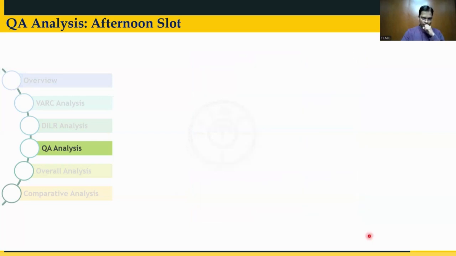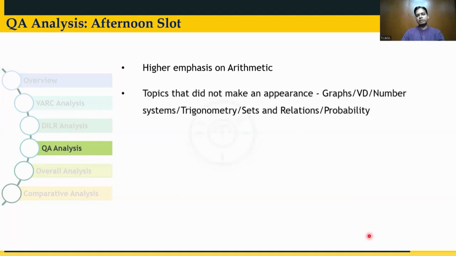And if you look at the contents of the questions, as I said, there was more emphasis on arithmetic. And there were topics that did not make an appearance. Like this year, there were no questions on graphs or Venn diagrams, number systems, then trigonometry, and sets and relations, and even probability. So there were no questions on these topics, but that doesn't mean much. We should not read much into it. Next year, these may be there and the other topics may not make an appearance. So we have to be prepared with all the topics as well as possible.